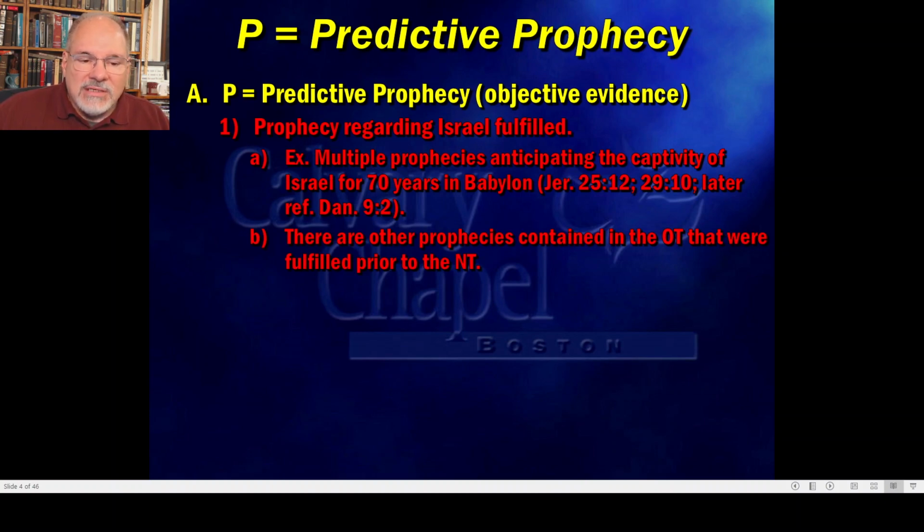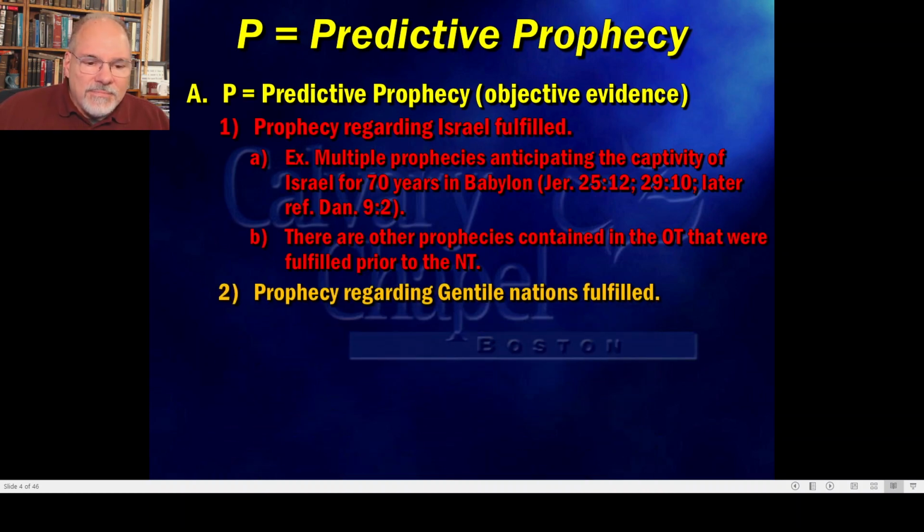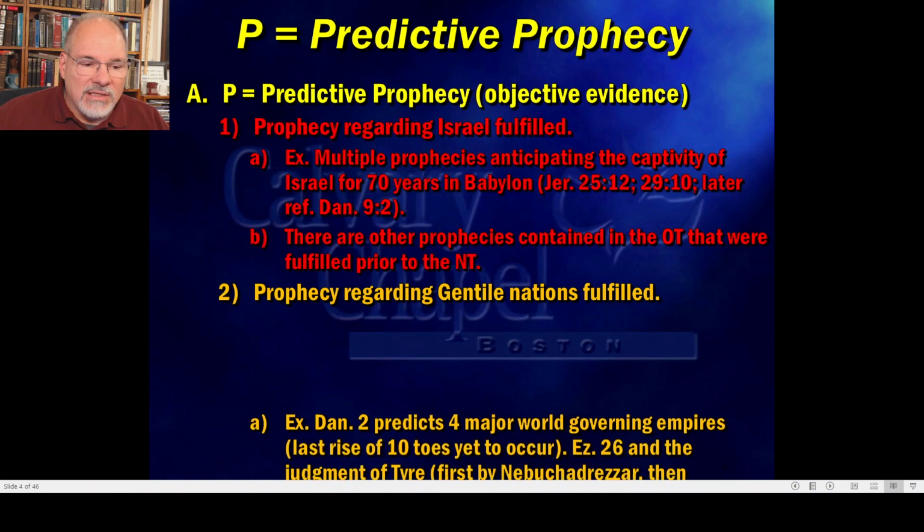But there are other prophecies contained in the Old Testament that were fulfilled prior to the New Testament, or the time when Jesus came. Now that's regarding Israel, and in the Old Testament we also have prophecy regarding Gentile nations. Those are nations outside of Israel, so it's not like this is just contained in Israel. Predictive prophecy has to do with other nations in their relation to Israel, but they are other nations nonetheless.